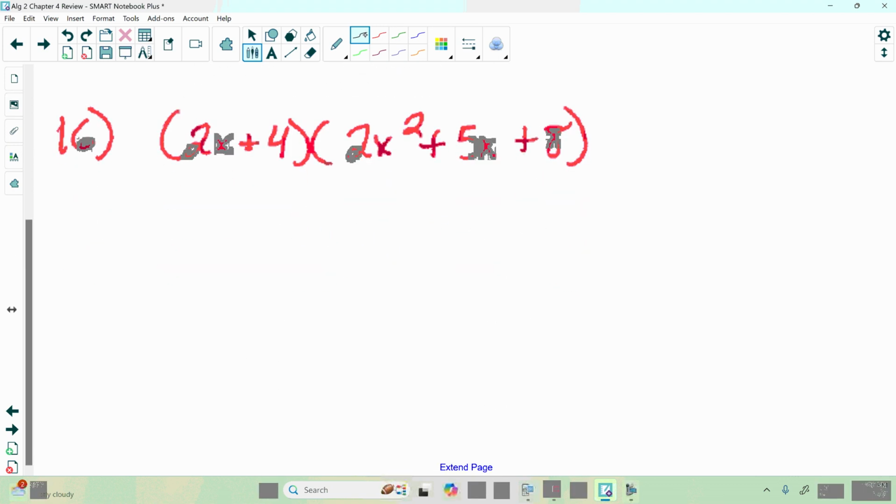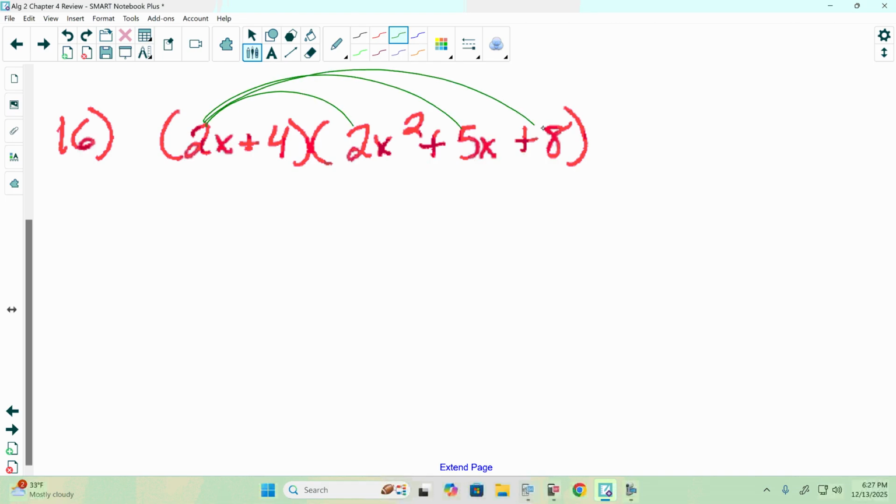Now with 16, we do have a little more multiplication because we're going to have to distribute. We're going to start with the 2x. 2x times 2x squared, 2 times 2 is 4. X times x squared would be x cubed.